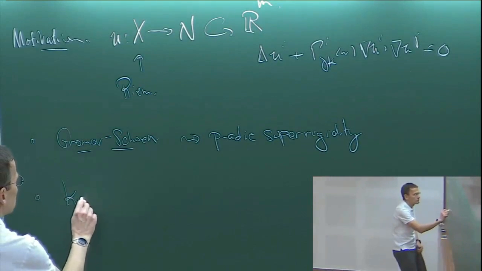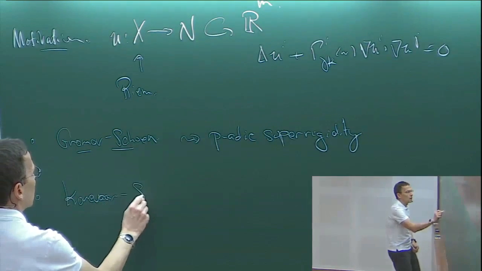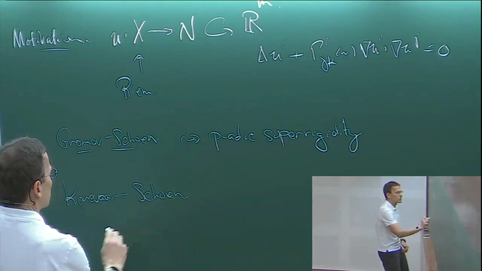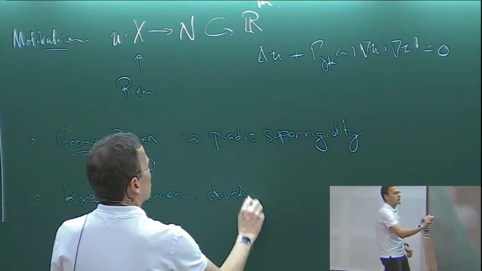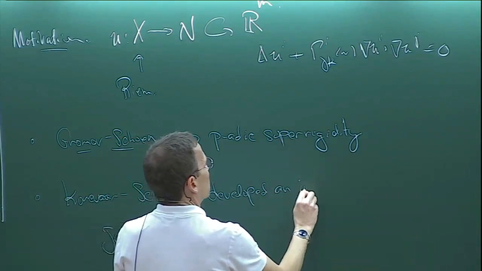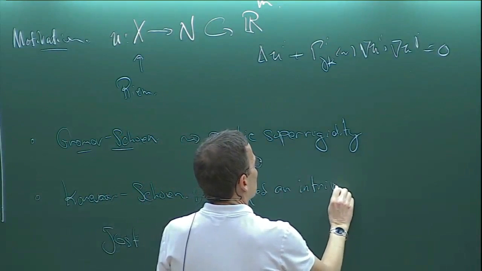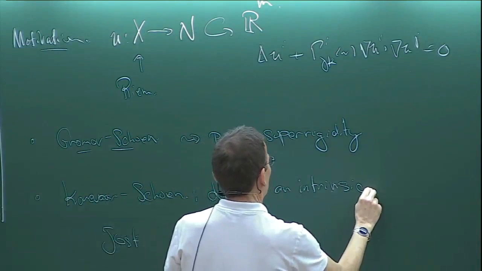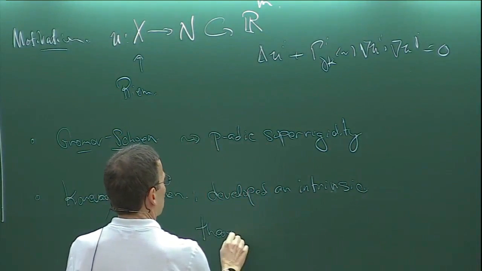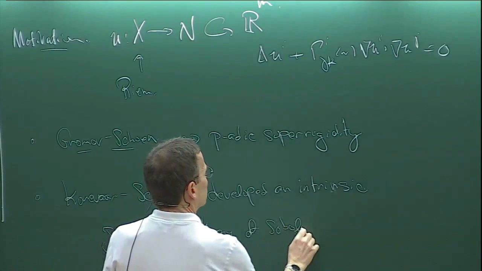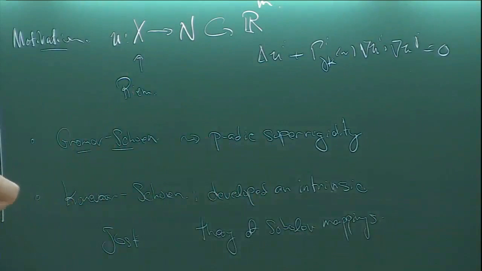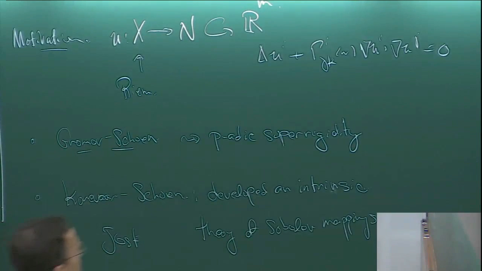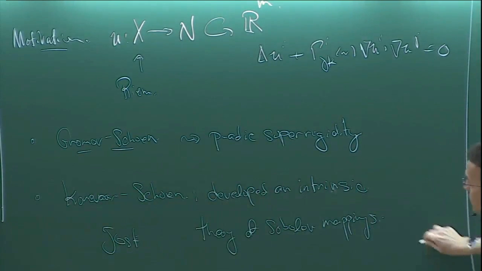And so Korevaar and Schoen, and also independently Jost, developed an intrinsic L2-1 theory, an intrinsic theory of Sobolev mappings. And that's the one that's going to make sense now in the case where you have more general NPC targets, where you don't have any sort of isometric embedding into Euclidean spaces. So let me just briefly give you an idea of what this is all about, okay?